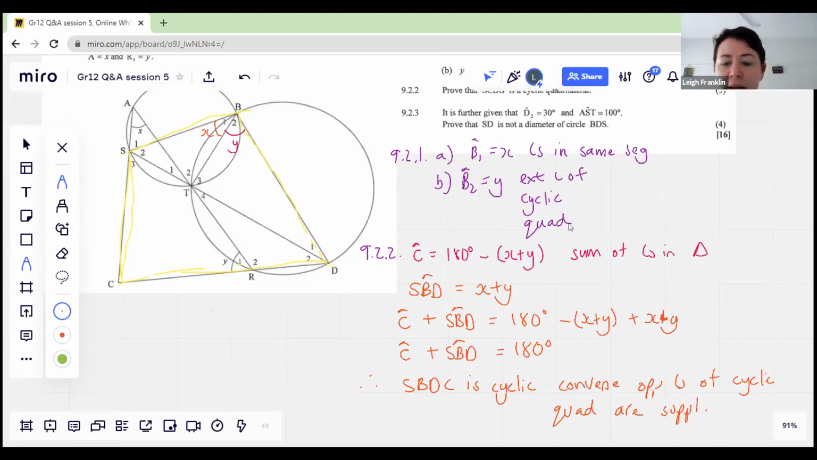So last question here. They want us to prove that SD is not a diameter. It's further given that D2 is 30. So where's D2 down there? D2 is 30. And AST is 100, so that's this angle here, S1 plus S2, that's 100. Prove that SD is not a diameter of circle BDS.